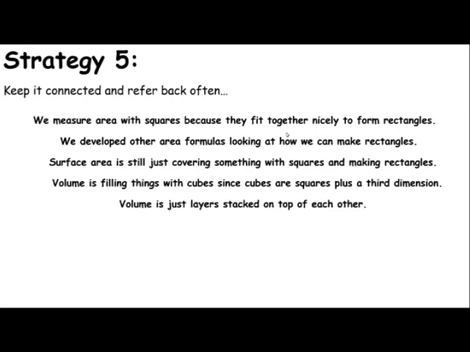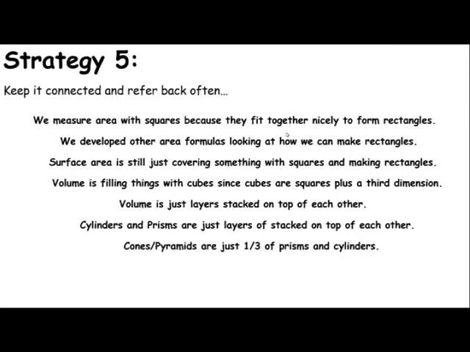And then we talk about volume as being layers or stacks. Cylinders and prisms are just layers stacked on top of each other, regardless of what the basic shape is. And then we can go in and talk about cones and pyramids being 1/3 of whatever prism or cylinder is made by their base shape. And then lastly, I talk about a sphere being just 2 cones, or being 2/3 of the cylinder.